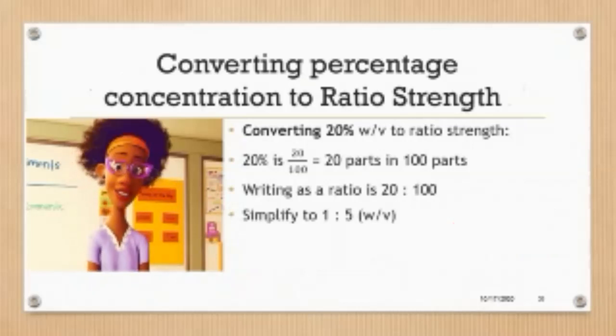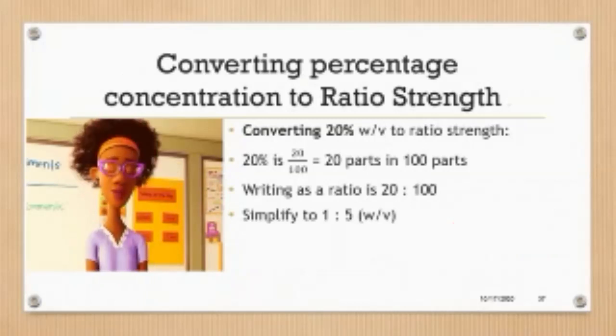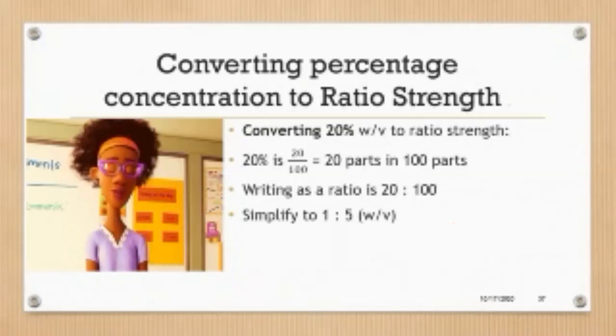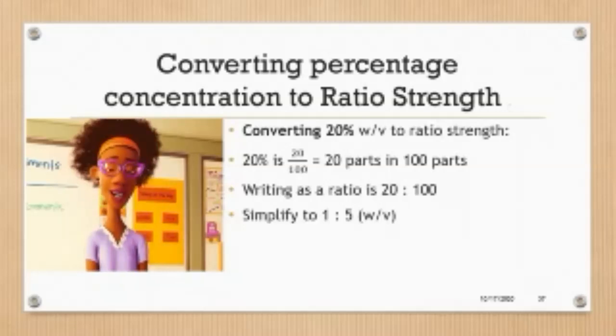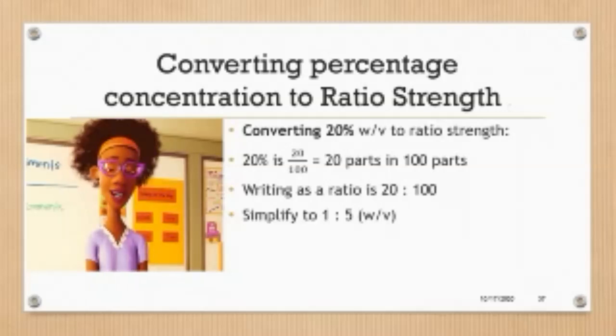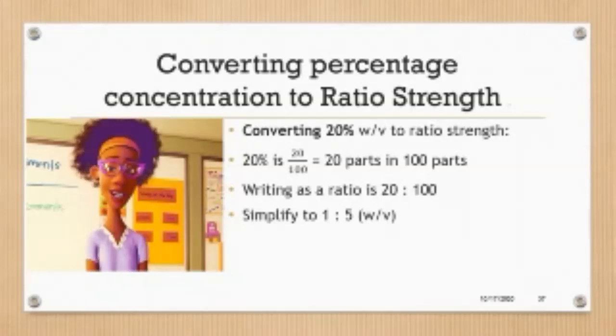All right, so we can convert between the two expressions of concentration. Let's look at this, converting 20% weight in volume to ratio strength. We know that 20% means 20 parts out of 100. So 20 parts out of 100 can also be written as a ratio strength of 20 colon 100, which means 20 parts are found in 100 parts. 20 to 100 is a ratio strength concentration.